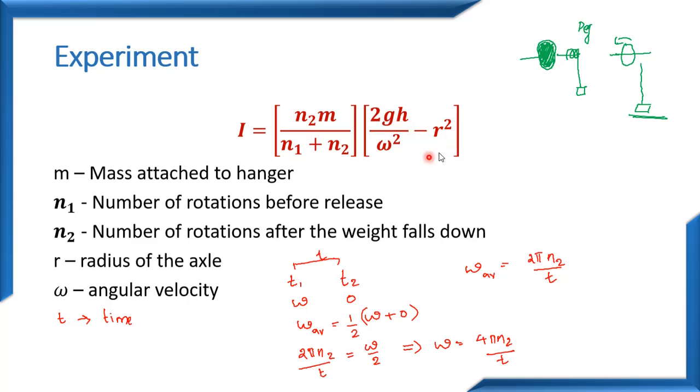Also we will measure R using a vernier caliper. So what we have to measure is the mass, n1, n2, R, and the time using a stopwatch. Using these measurements and this equation, we can find the moment of inertia of the flywheel about an axis passing through its center and perpendicular to the plane of the disk.